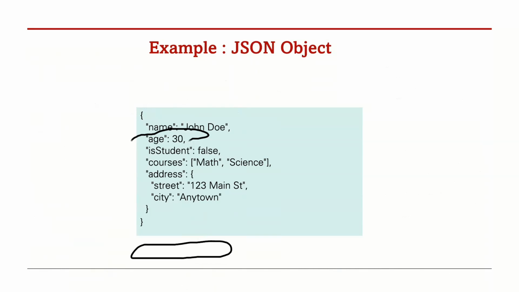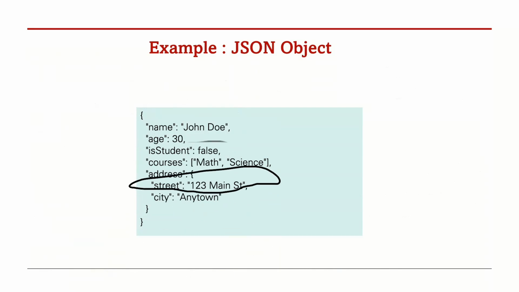Easy, right? Moving on, we see student, and its value is false. This is a Boolean value, representing true or false. Then, we have courses, which is a list of multiple courses. In JSON, we call this a JSON array.